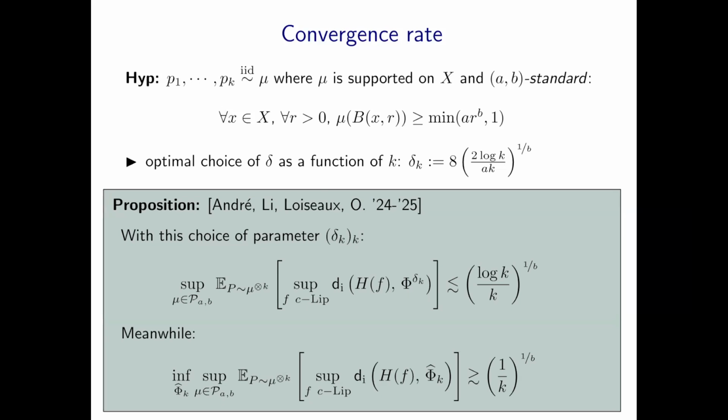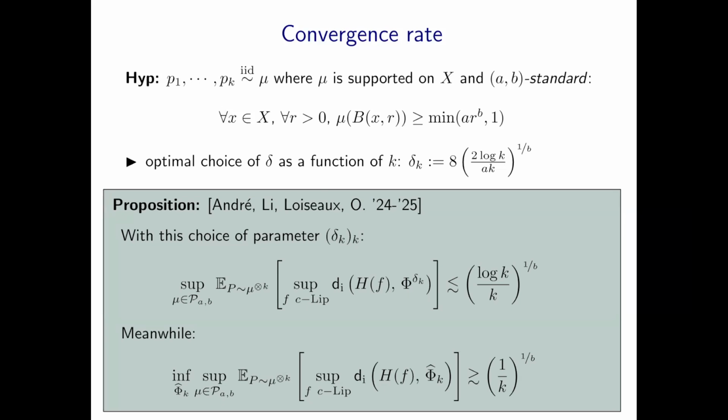I mean the deviation from the target is going to be bounded above by something that is of the order of log k over k to the 1 over b. Okay? And you can prove that any estimator would be at least within 1 over k to the 1 over b. So there is a little gap between the two, which is of the order of log k to the 1 over b, which is kind of negligible compared to the 1 over k, but still there is a little gap.